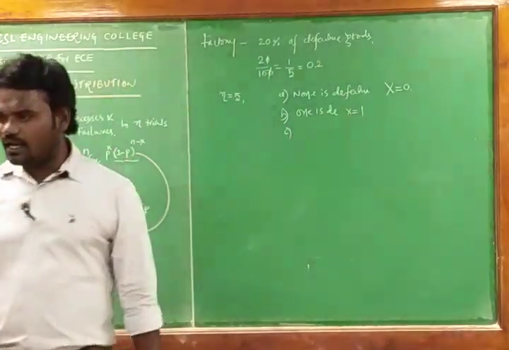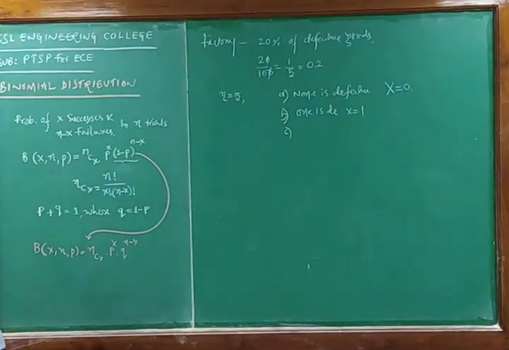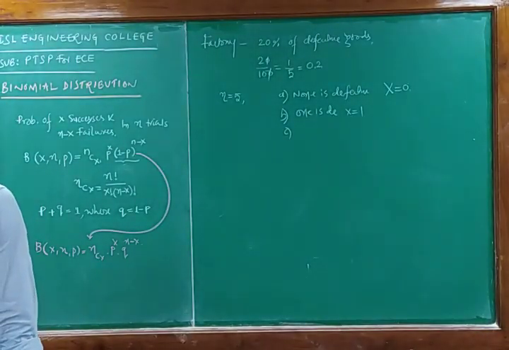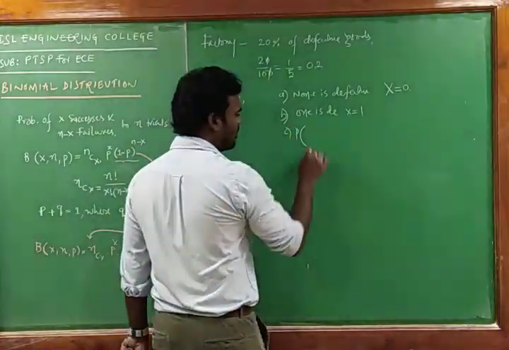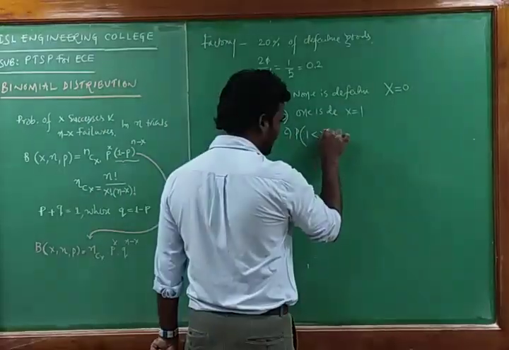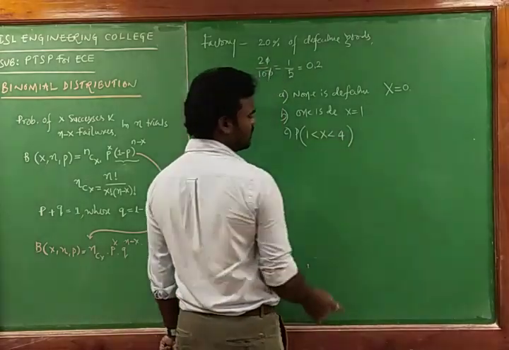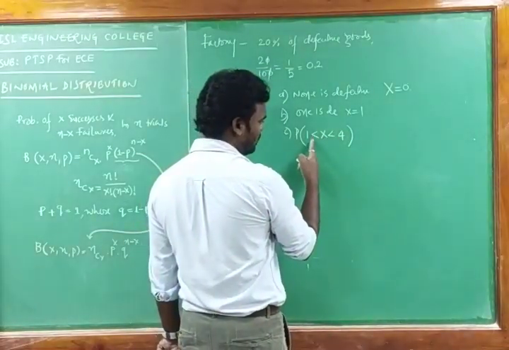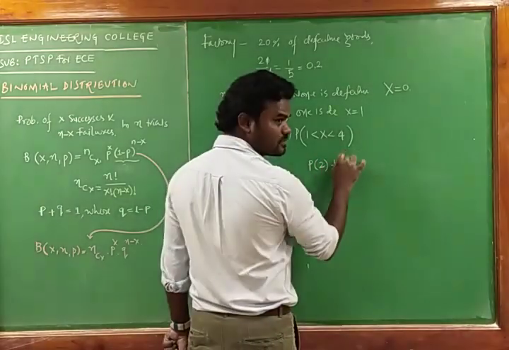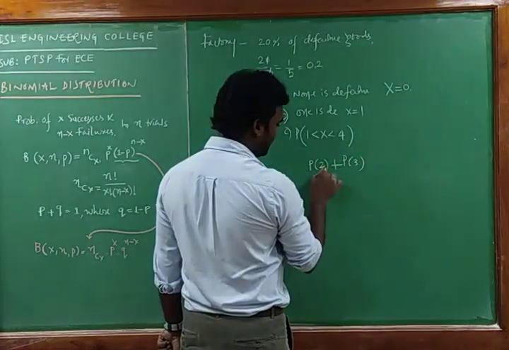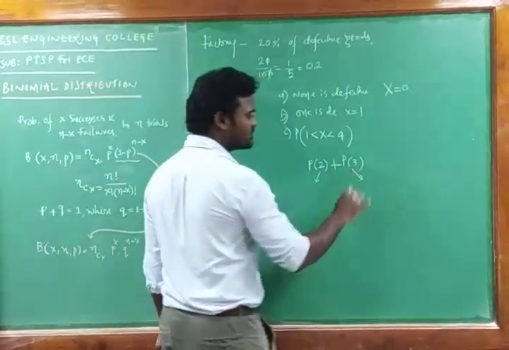Next question is the probability of 1 less than x less than 4. They defined the x value as 1 less than x less than 4, that means x may be 2 and 3. That means we have to calculate the probability of 2 plus the probability of 3. Here x is equal to 2, here x is equal to 3.